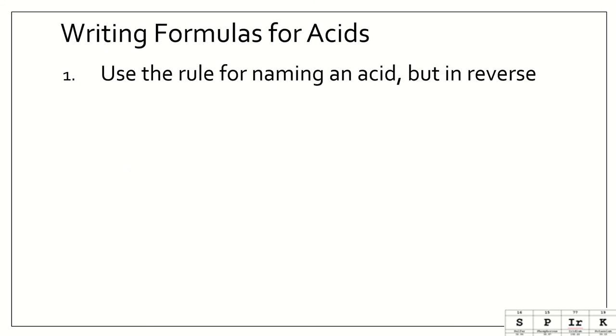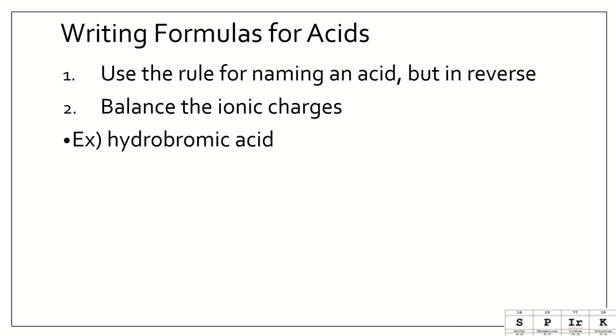So when we write the formulas for acids, you're going to use the rule for naming an acid, but we just do it in reverse. And then you're going to balance the ionic charges just doing the crisscross method like we've done before, because remember that acids are ionic compounds. So for example, hydrobromic acid. This is where these can get really tough. We have to break this down. We see the word acid, so we know that this is going to start with H+.